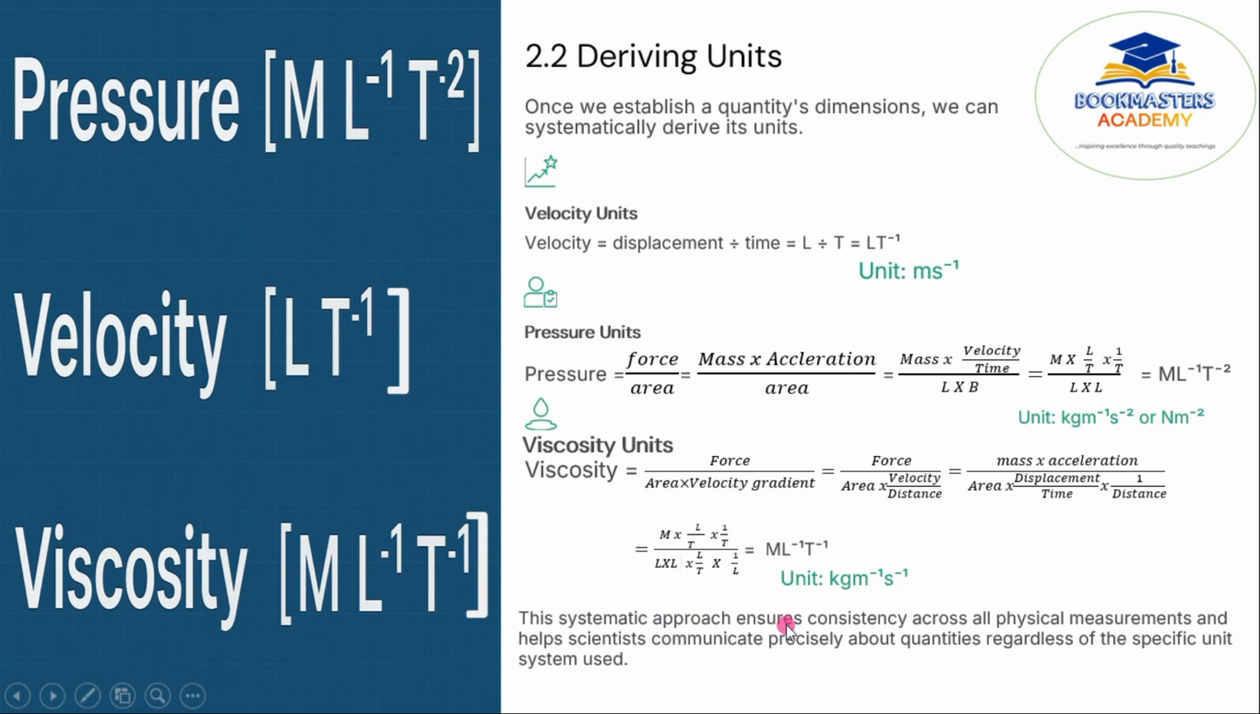So this systematic approach ensures consistency across all physical measurements and helps scientists to communicate precisely about quantities regardless of the specific unit system used. So whether you're talking about standard units, we can just work with the derived unit, and all of us in different parts of the world will still be having the same thing. So the final part is how we use dimension to get the relationship between physical quantities, and that's where you should be very, very careful. So I'm switching screen for this part.